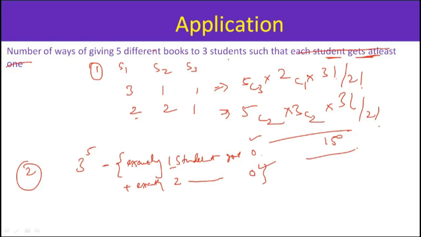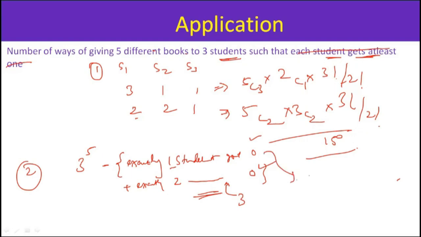Perfect. If this is clear, can someone tell me, exactly 2 students getting 0? In how many ways can exactly 2 students get 0? So 5 books have to be given to 3 students such that exactly 2 students get 0 books. Find the number of ways. It could be any 2 students out of these 3, right? So first of all, I'll choose any 2 students in 3C2 number of ways. Once I've chosen them, they have to get 0 books. Okay? So all the books will go to the third person.